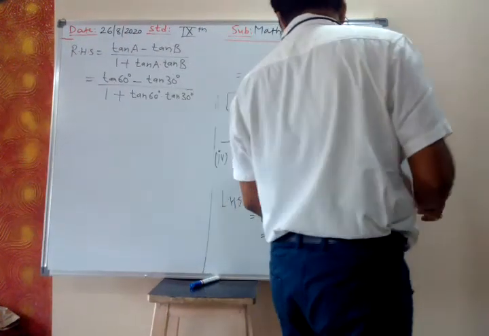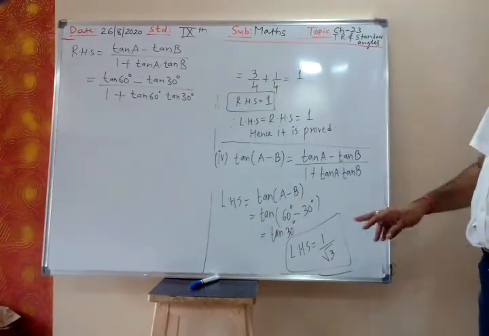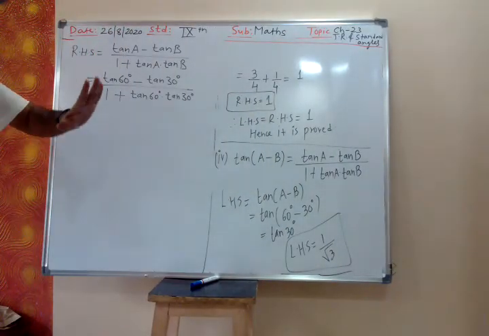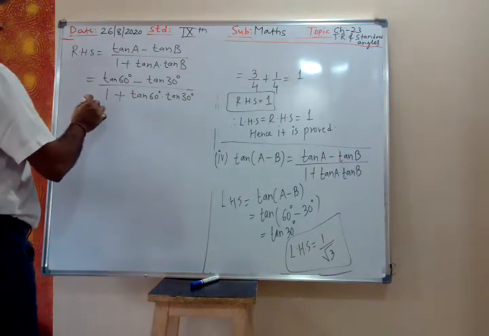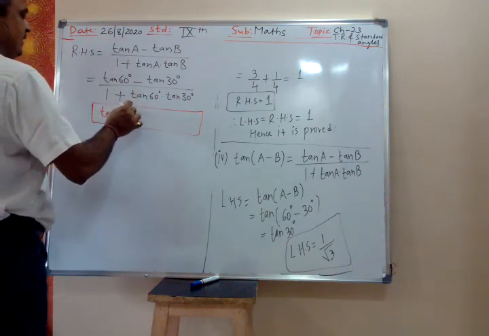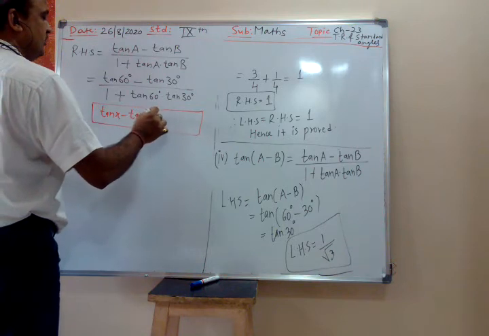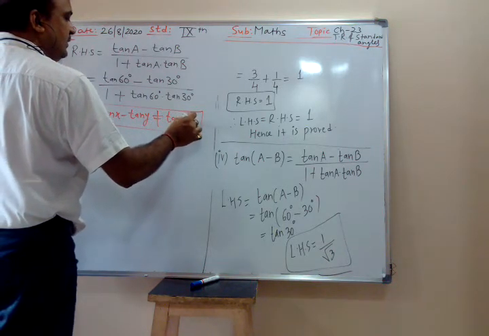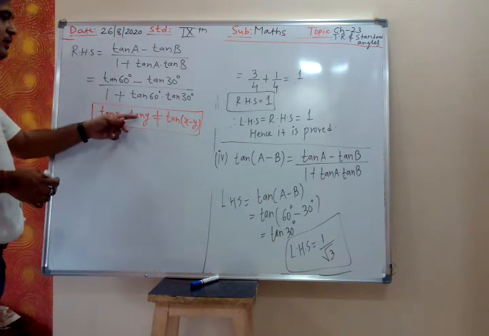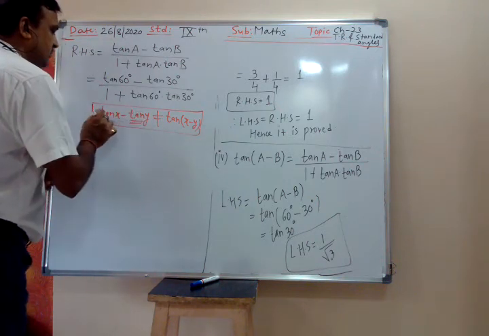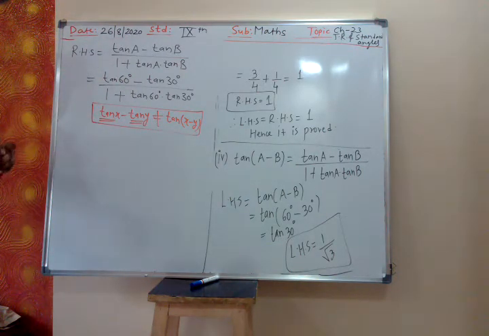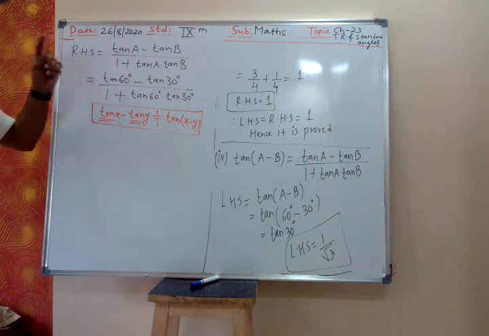No, we are writing 60 minus 30, that is tan 30 degree, no? Yes, very good question you asked. See, this you remember, that tan x minus tan y is not equal to tan x minus y. The same thing is there for cos also. So in tan x minus tan y, I cannot take tan common and subtract the angles. This you remember.